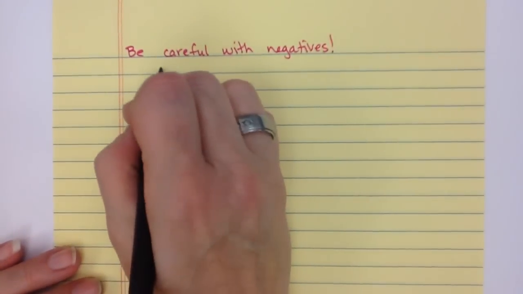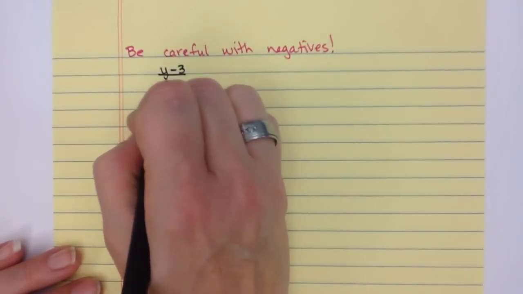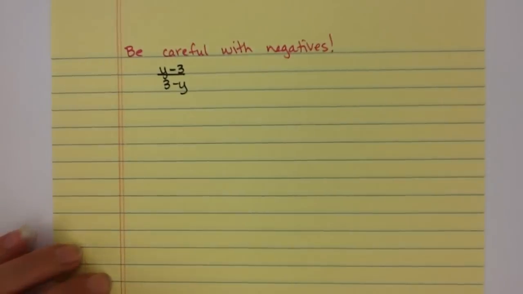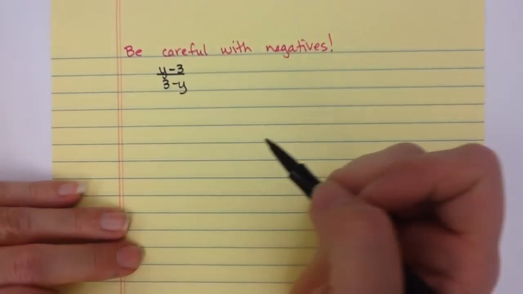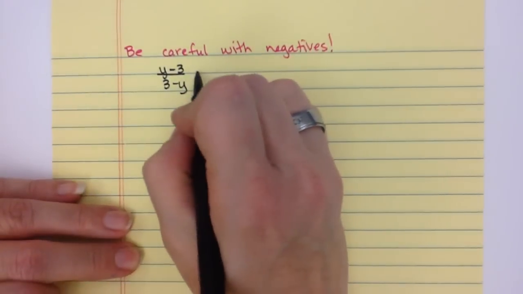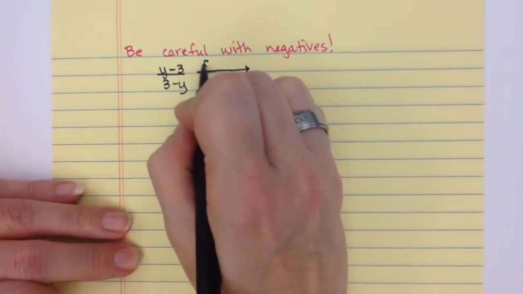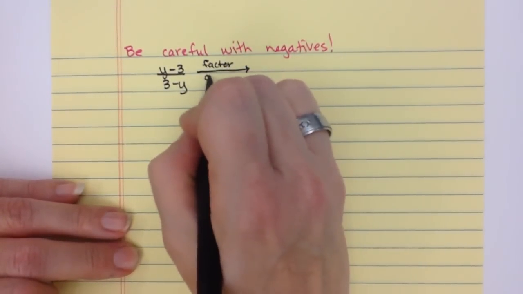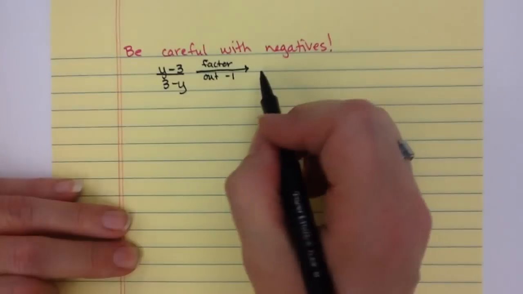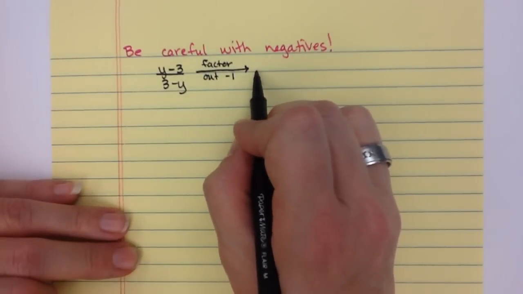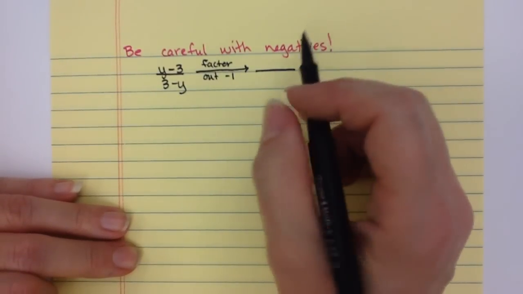So we're real tempted when we see something like y minus 3 over 3 minus y. We're super tempted to say that that cancels because you have a y, you have a 3, and you have subtraction. But they're not exactly the same. So what we're going to do when we see something like this is factor out a negative 1. And it doesn't really matter which one you factor it out of. We're just going to take a negative 1 out of something.